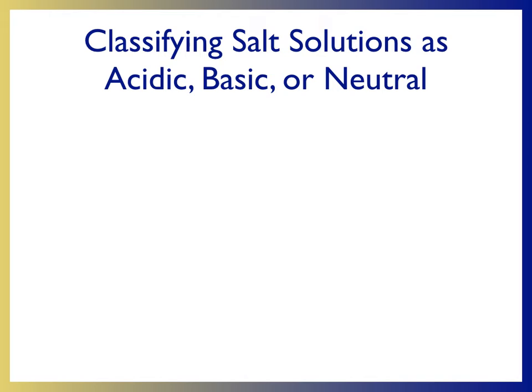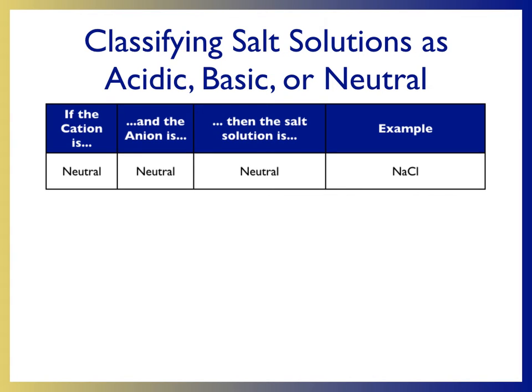Now it's time to put everything together. First of all, if the cation in the salt is neutral and the anion in the salt is neutral, then the salt is expected to make a solution neutral when dissolved in it. Sodium chloride is an example of a neutral salt. Sodium is the counter ion of a strong base, and the chloride ion is a conjugate base of a strong acid. Therefore, sodium chloride is expected to be neutral.